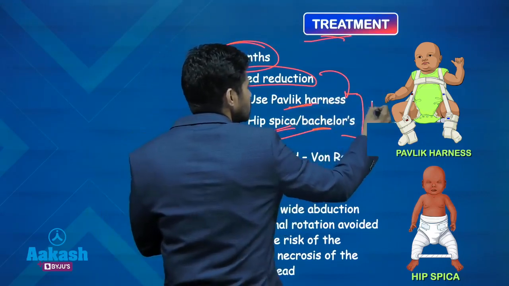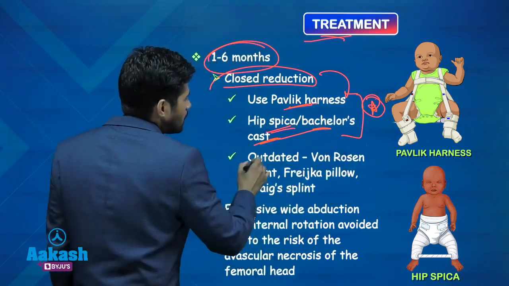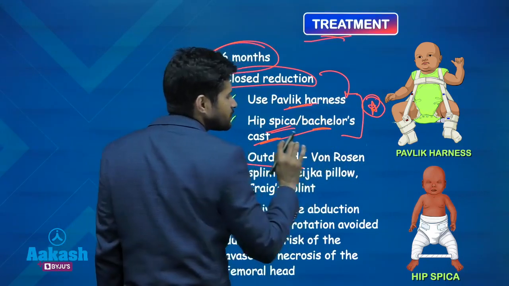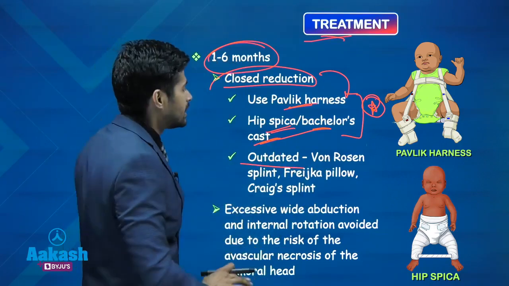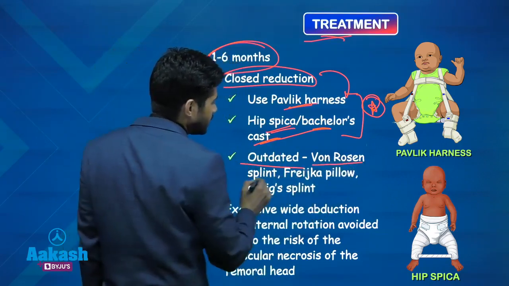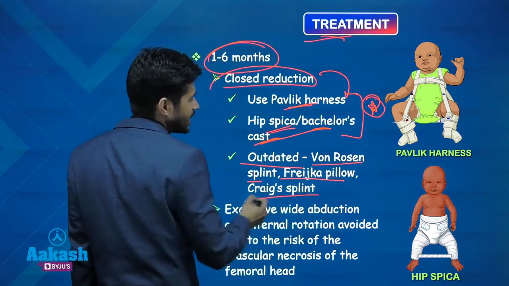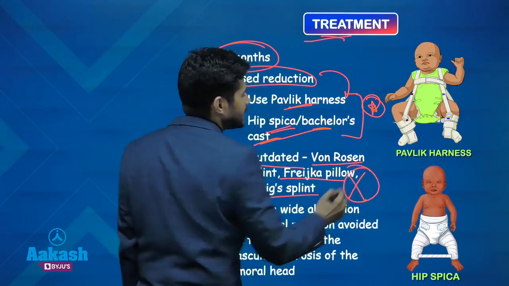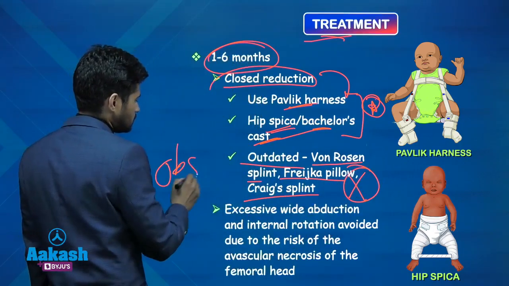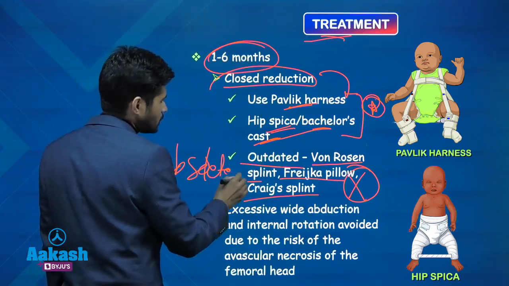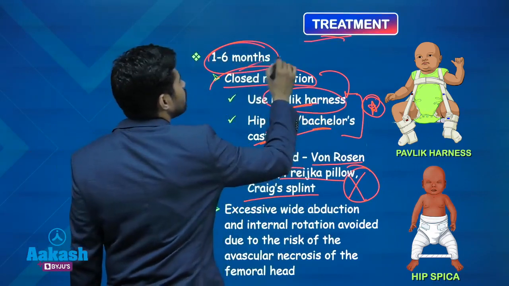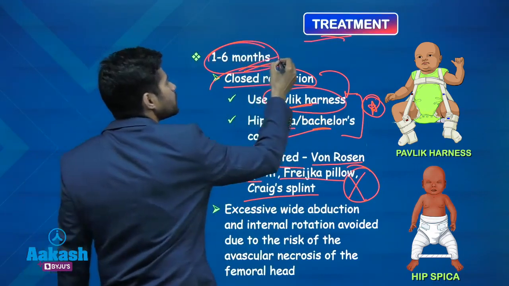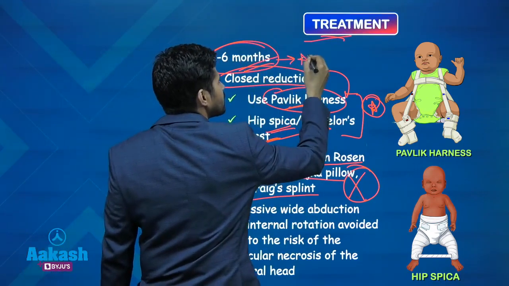Remember these words. Then there are some splints which are outdated and have been shown to increase the problem in DDH, which are the von Rosen splint, Frejka pillow, and Craig splint. They are not used now, they are obsolete. Right? So the treatment of choice is the Pavlik harness in 1 to 6 months. Remember this age group also, because it will be asked directly in your exam.